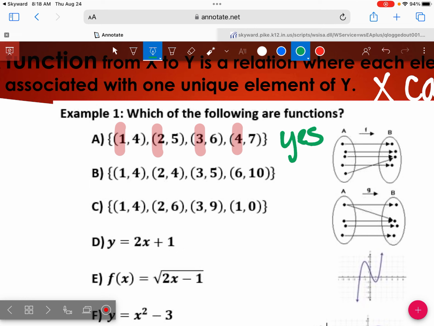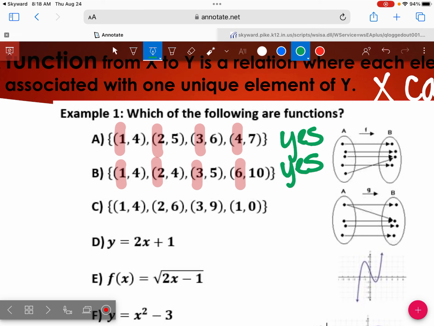What about B? Looking at your X values, raise your hand if you say yes. Who says no? All right, so let's look at our X values. We have a 1, a 2, a 3, and a 6. Only looking at X, not Y. Our X values cannot repeat, so that would be a yes.